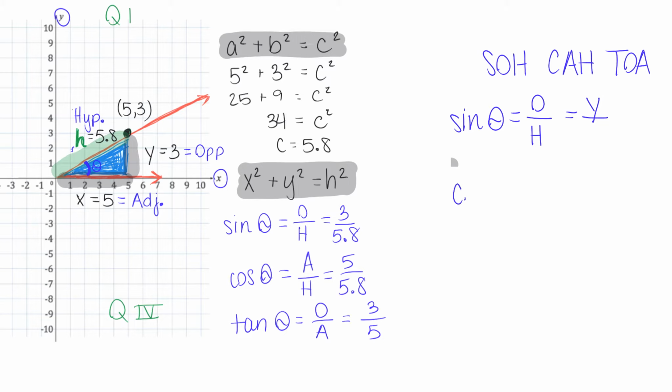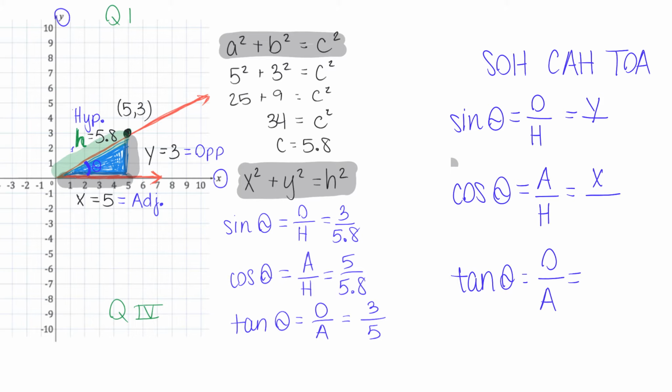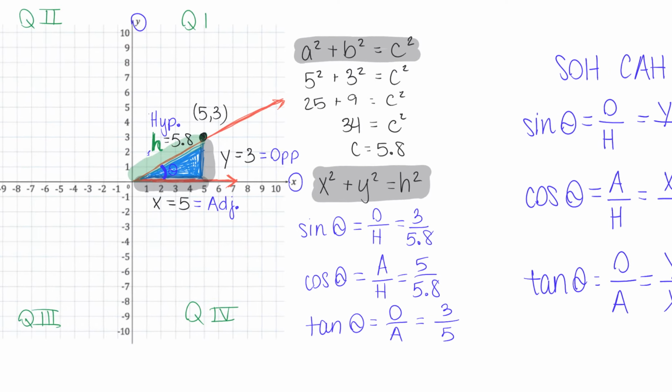Cosine theta is adjacent over hypotenuse. And now we know that adjacent in graphing terms is x. Tangent theta is opposite over adjacent, which is y over x. So all we're doing is taking those trig terms we've always used and replacing them with graphing terms. Now, this hypotenuse situation, let's discuss. We're going to take that to the next level.